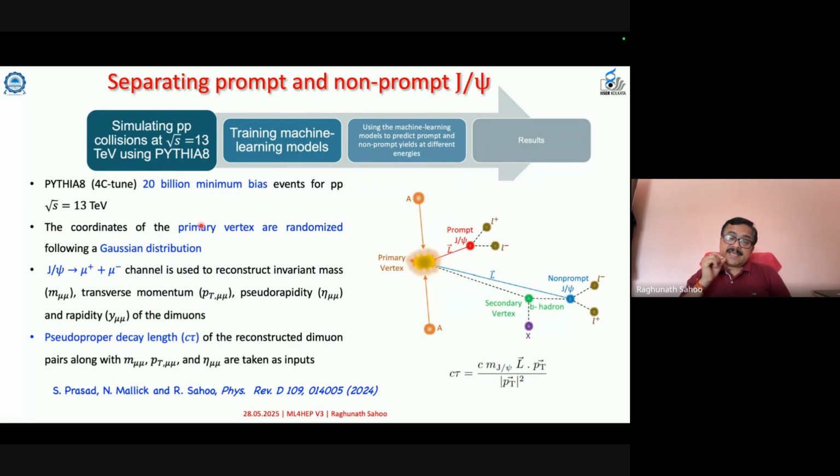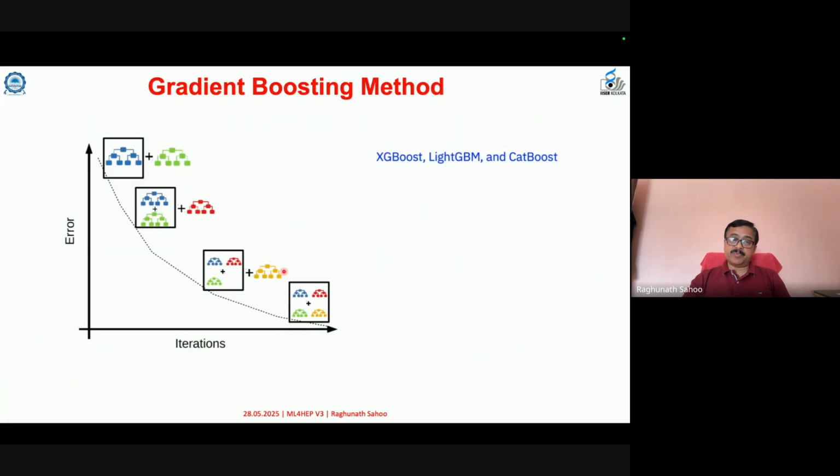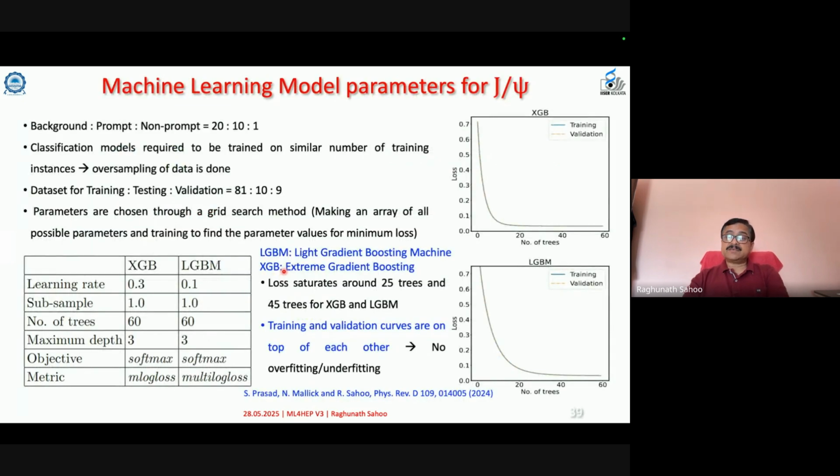And we looked at exactly in the experimental way, J/psi going to mu+ mu- channel. We looked at the invariant mass of dimuons, their transverse momentum, rapidity, pseudorapidity, and pseudo-proper length c tau. All these are studied in this paper. And for the gradient boosting method we use XGBoost, LightGBM, and CatBoost. This essentially reduces your error through higher levels of iterations, which will be discussed at length during your main school and also during the workshop when you will have the hands-on training.